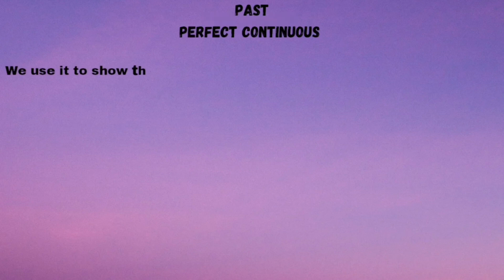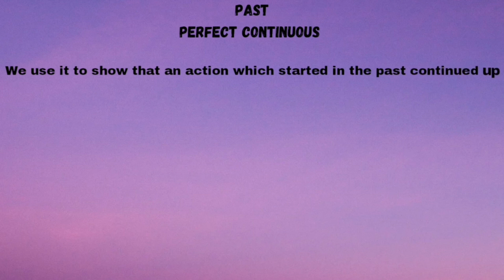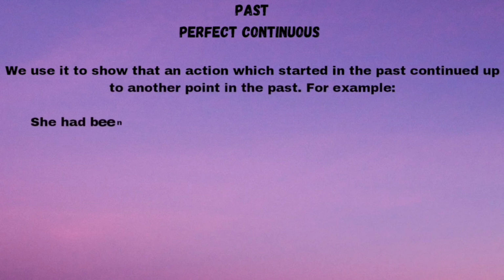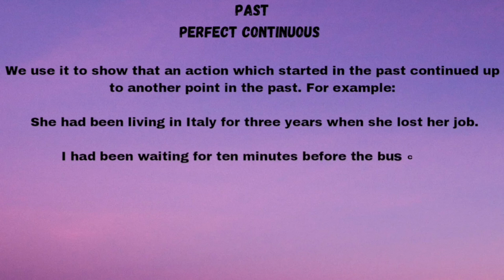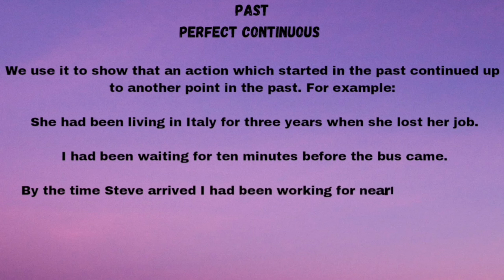Past perfect continuous. The use. We use it to show that an action which started in the past continued up to another point in the past. For example, she had been living in Italy for 3 years when she lost her job. I had been waiting for 10 minutes before the bus came. By the time Steve arrived, I had been working for nearly 8 hours.